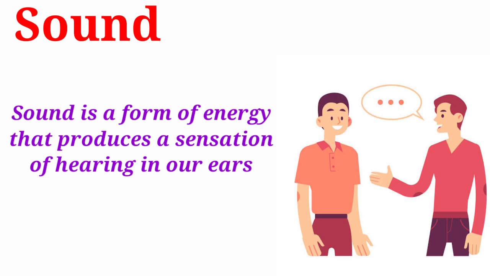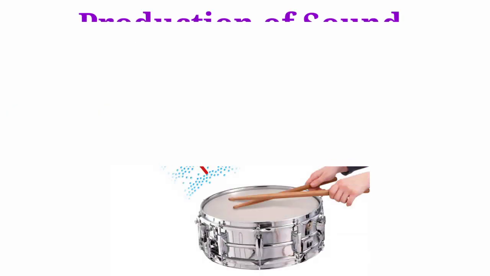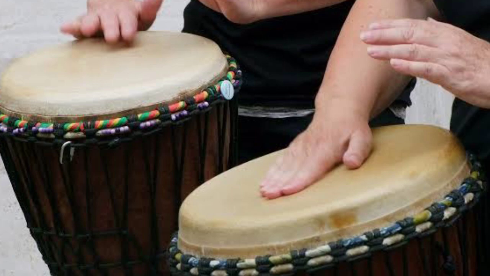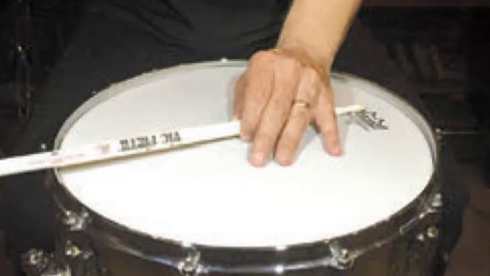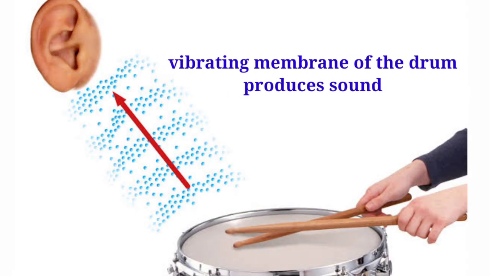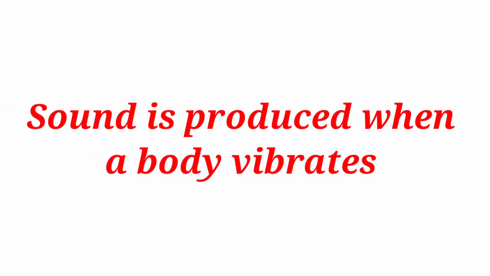But how is sound produced? Let's discuss that. What happens when you beat a drum? You will hear the sound of the drum. Now touch the membrane of the drum, then you will be able to feel its vibration. When the sound stops, touch the membrane of the drum again, you will not feel any kind of vibration. It means the vibration of the membrane produces sound. We can say sound is produced when a body vibrates.